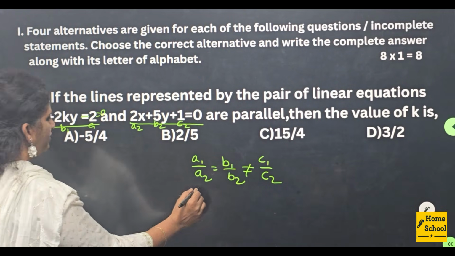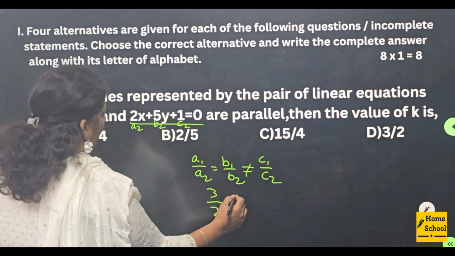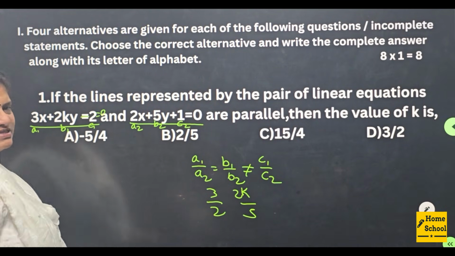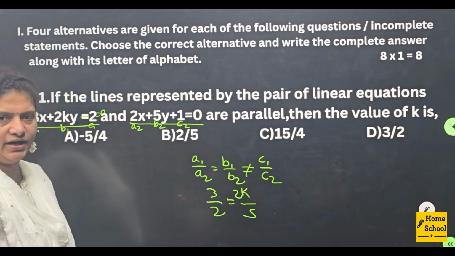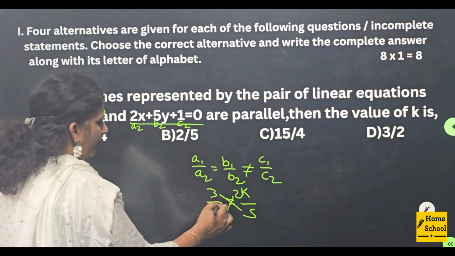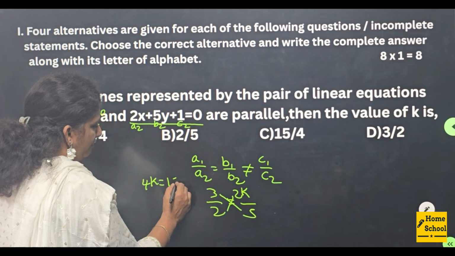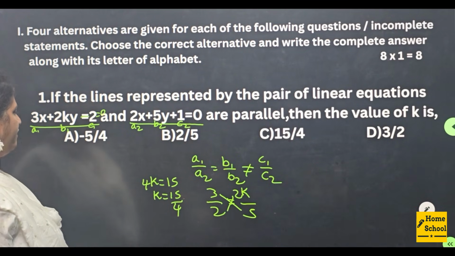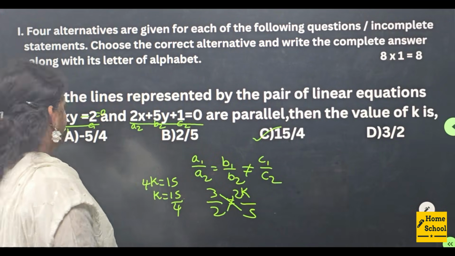Now substitute the values. 3 by 2, b1 value is 2k by b2 value is 5. I don't go with c1, c2. This is not equal, so go only with a1/a2 = b1/b2. Cross multiply. 2k into 2 is 4k. 4k = 5 3s are 15. k = 15/4. Check for the answer. That is your C option.